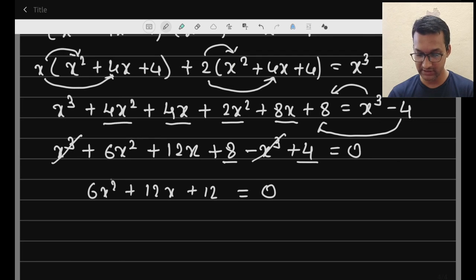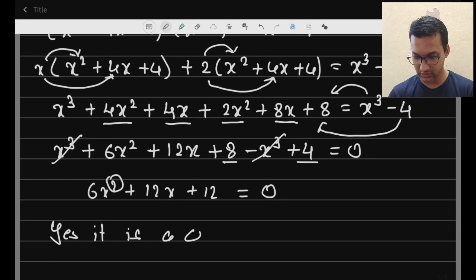So now you can see that the highest power is 2. So yes, it is a quadratic equation.